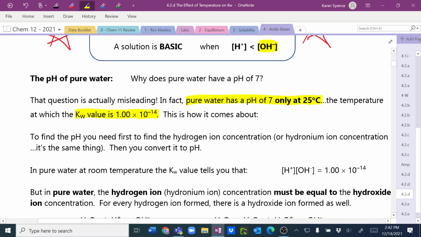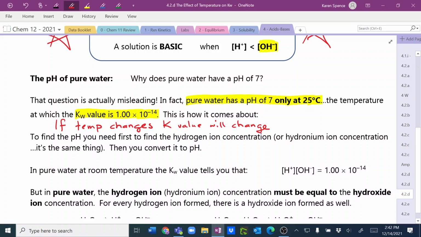What do you know about K values and temperature? Yeah, if temperature changes, K values change. Is there anything else that can change a K value? Nope, just temperature, but temperature will change it.